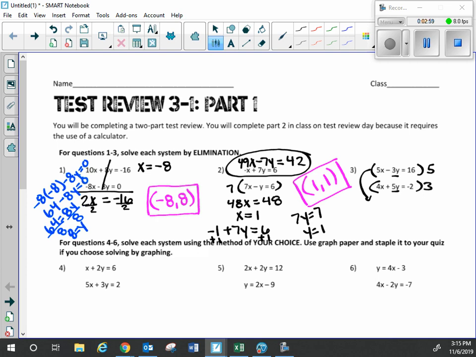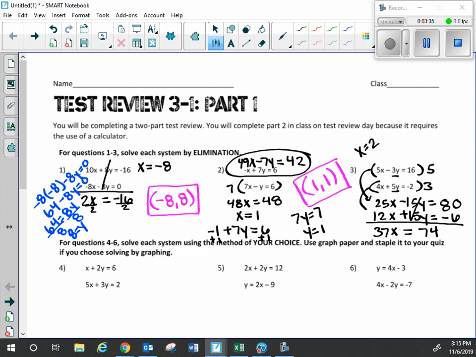So bringing this top one down, 25x minus 15y equals 80, and the bottom one, 12x plus 15y equals negative 6. So you end up with 37x equals 74. So x is 2.